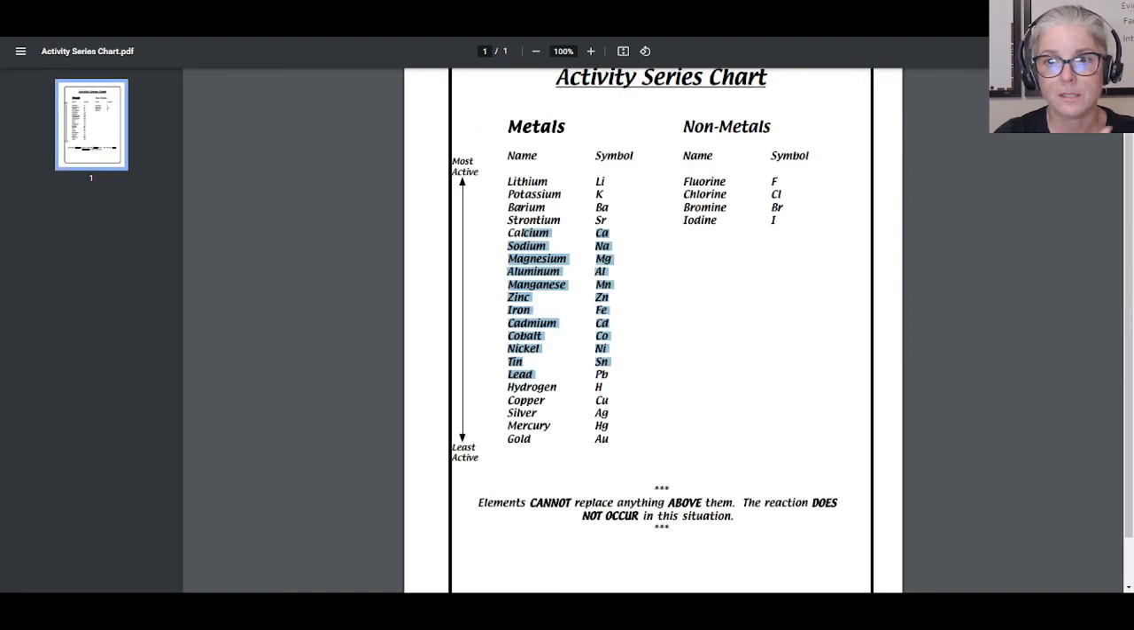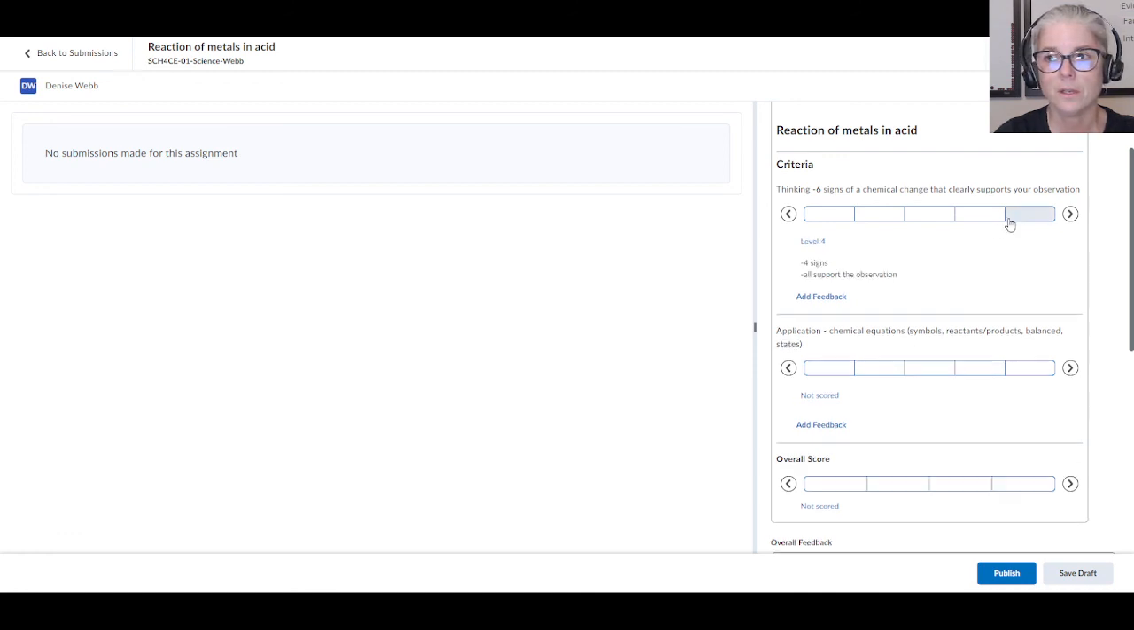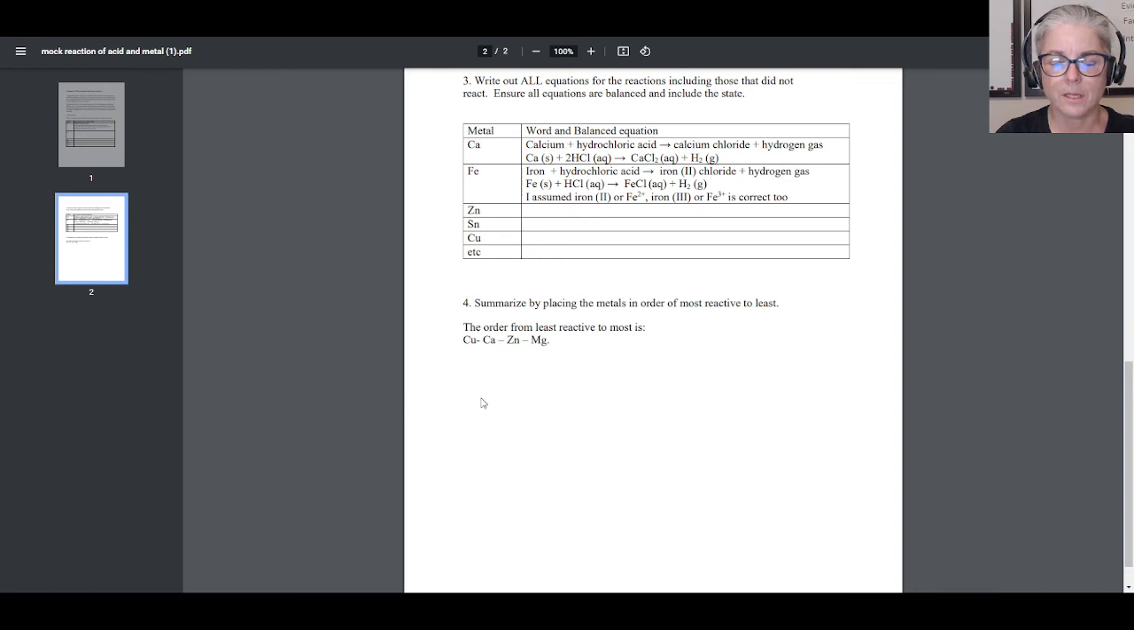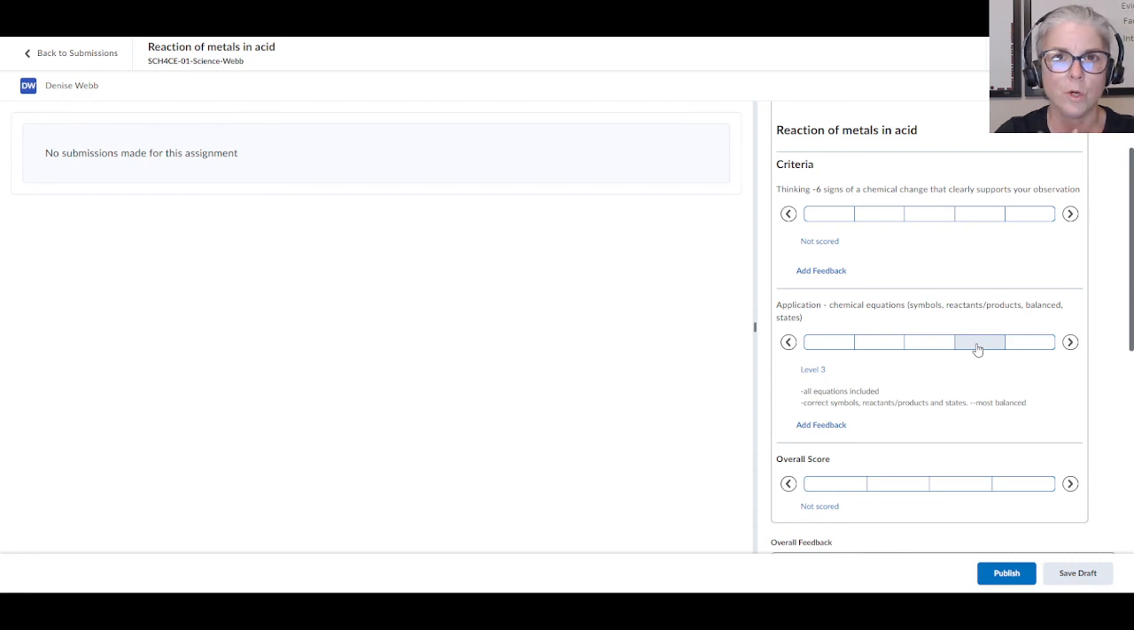I hope that you can see that you get another chance at this and you can use the rubric and get a higher mark for yourself. And then I'm going to say, thinking equals, and application equals, whatever that mark is. When I look at application: are all my equations there? Are my word and chemical equations all balanced? Are the symbols correct? Have I included the states?